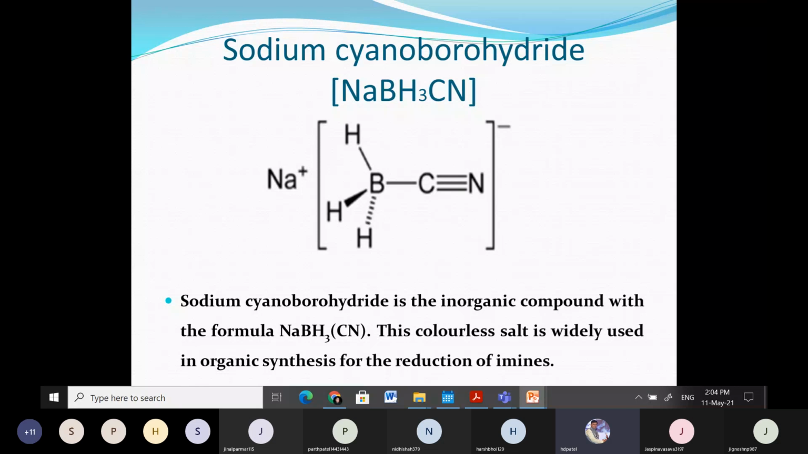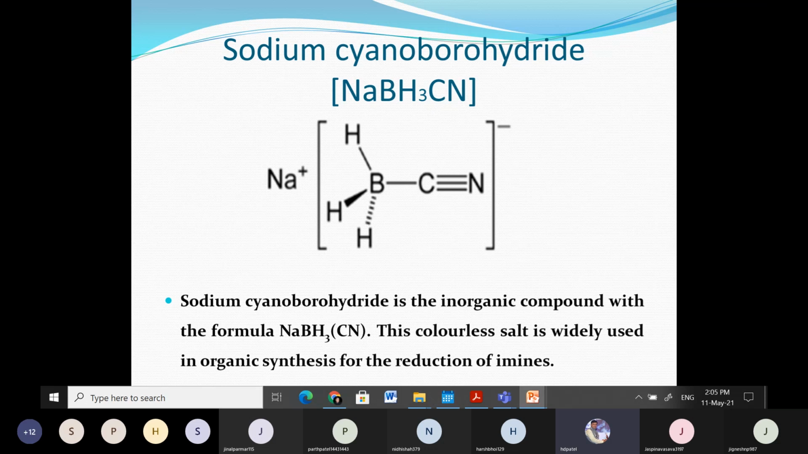If we have a ketone, then we will get a secondary alcohol, and if we have an aldehyde, then we will get a primary alcohol. So conversion of a carbonyl group into alcohol we can carry out with lithium aluminum hydride or sodium borohydride. Both are well-known and industrially important reagents. Today we are going to discuss a reagent whose name is sodium cyanoborohydride. Sodium cyanoborohydride is also known as a reducing agent, but its reactivity is a little bit different than lithium aluminum hydride and sodium borohydride.